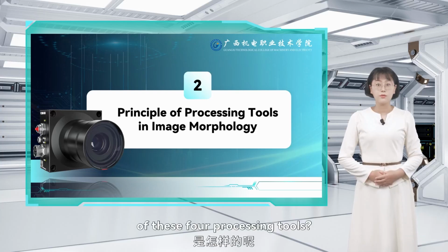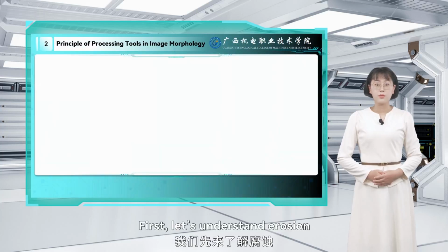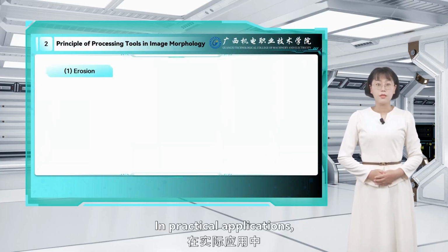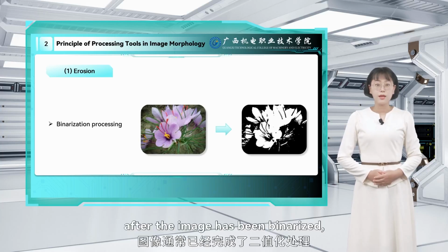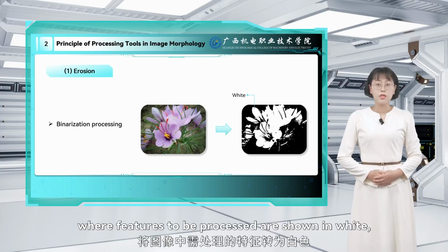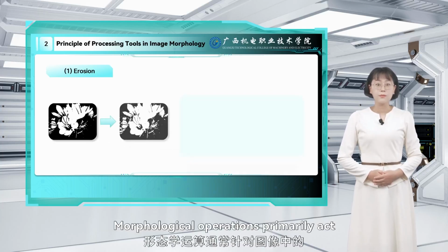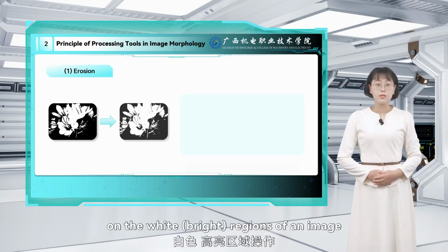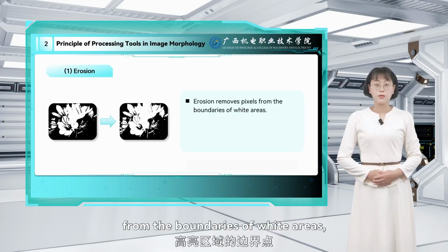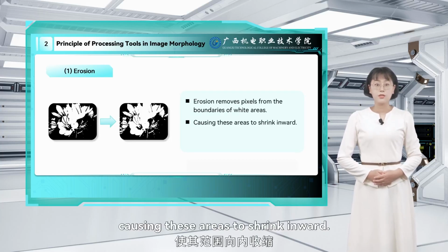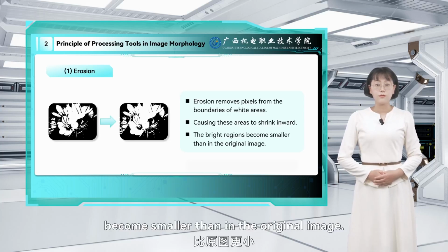What are the principles of these four processing tools? Let's now explore them one by one. First, let's understand erosion. In practical applications, morphological operations are typically applied after the image has been binarized, where features to be processed are shown in white and other areas in black. Morphological operations primarily act on the white, bright regions of an image and ignore the black areas. Erosion removes pixels from the boundaries of white areas, causing these areas to shrink inward. The result is that the bright regions become smaller than in the original image.